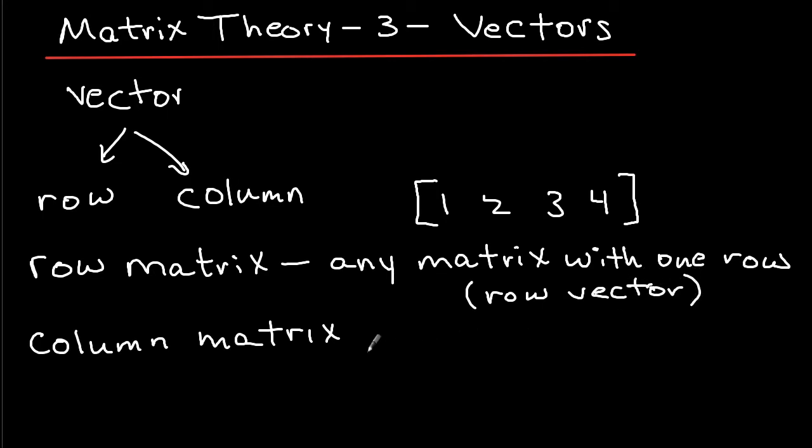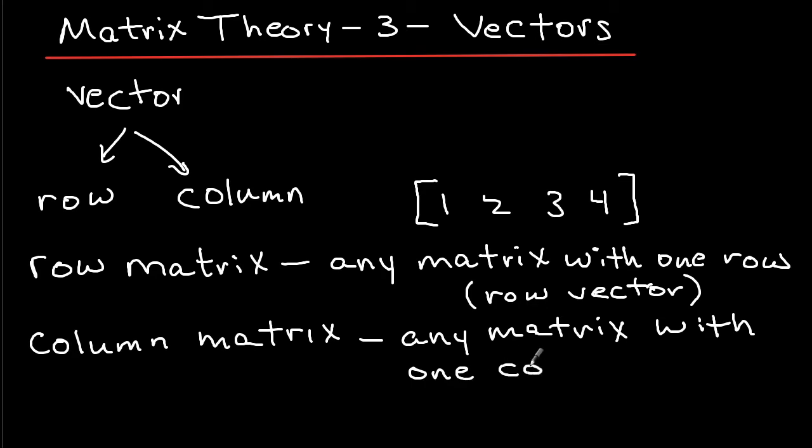Okay, so now going back to the column matrix, a column matrix is going to be any matrix with one column. And we also call this a column vector. So what's a good example of this? Well, a column matrix is going to be any matrix with one column.